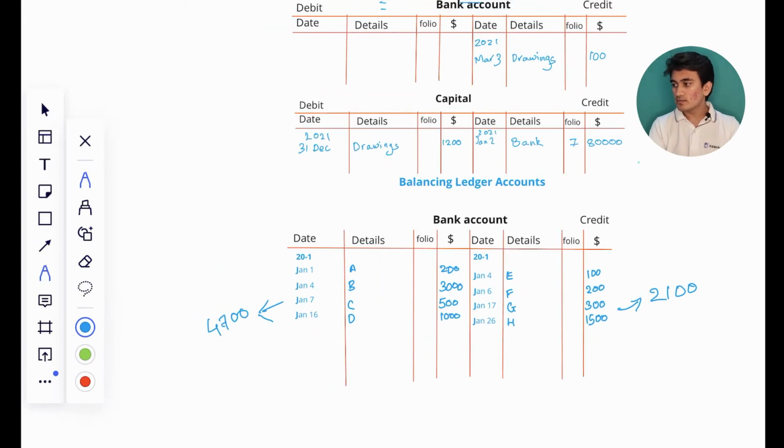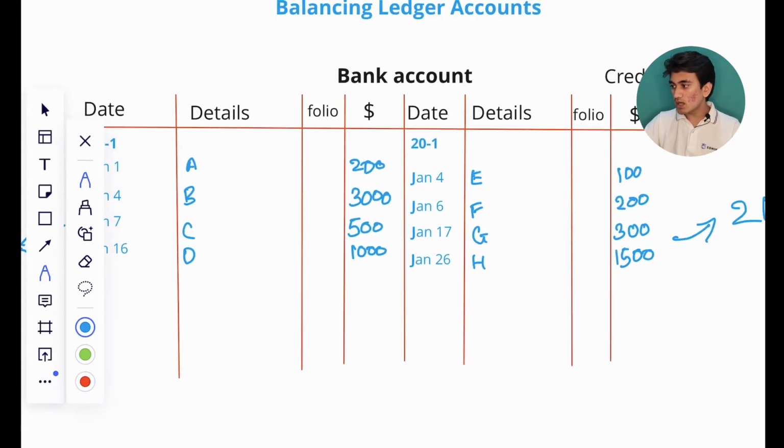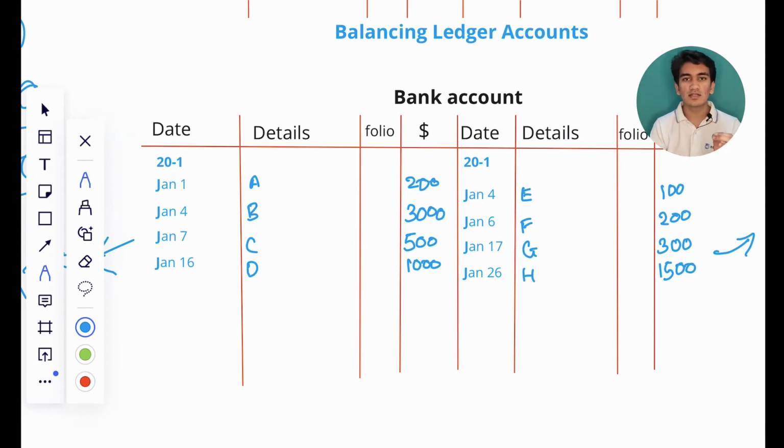Which side is bigger? Which side has a larger sum? The debit side or the credit side? The debit side, correct. So I'll calculate the difference between the two. So I'll do 4700 minus 2100, which will give me 2600, correct. And I'll add this balance of 2600, which is the difference between the two, on the credit side. So I added 2600 over here, and I'll do this at the end of the month.